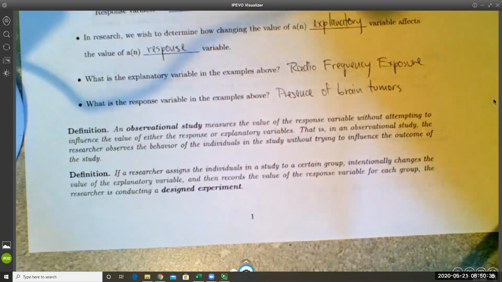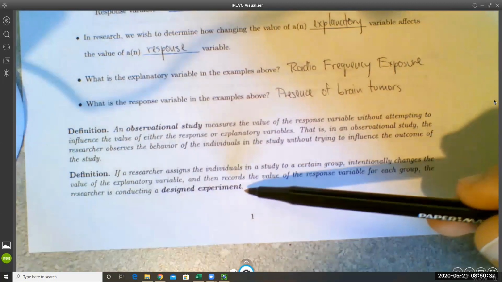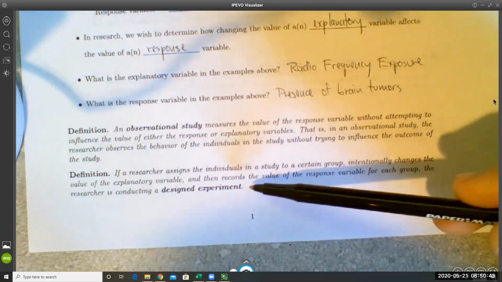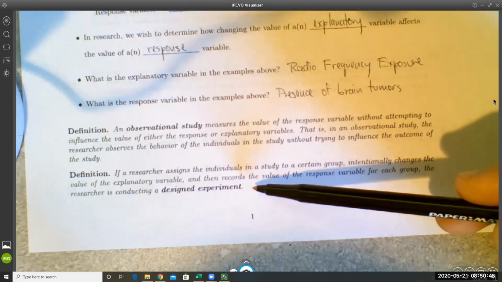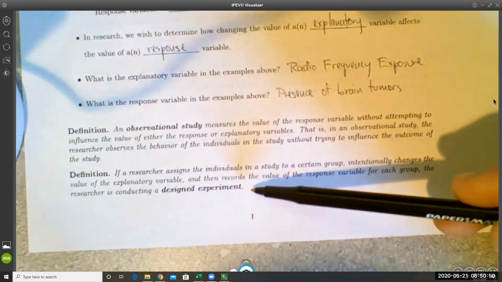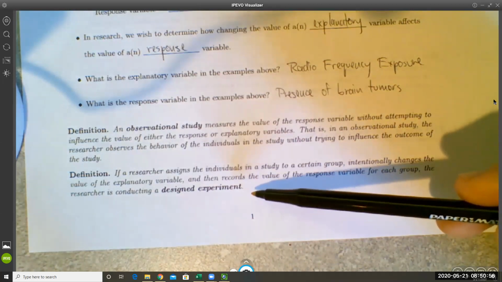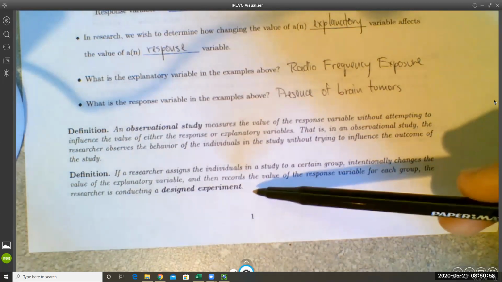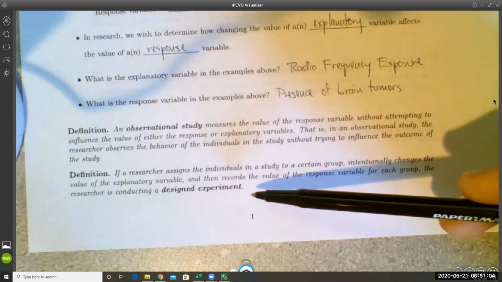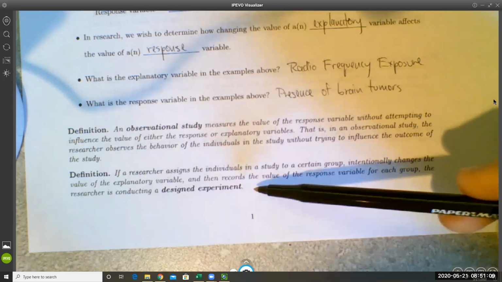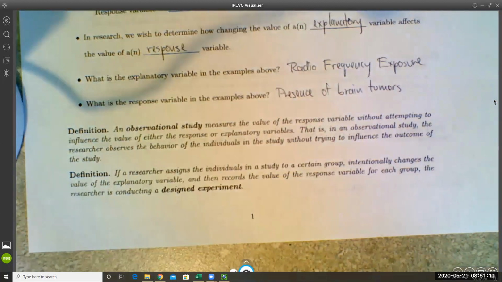Okay. A key factor in designed experiments is that not only do the researchers try to manipulate the explanatory variable, but they try to hold all other variables in... what's the word I'm looking for? They try to control all other variables. They try to make it so that every other variable stays the same, so that the only thing that's changing is the explanatory variable. Right? That's kind of a key thing in designed experiments.